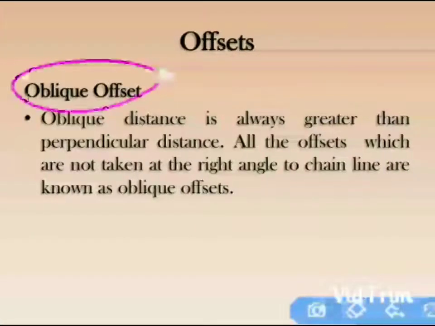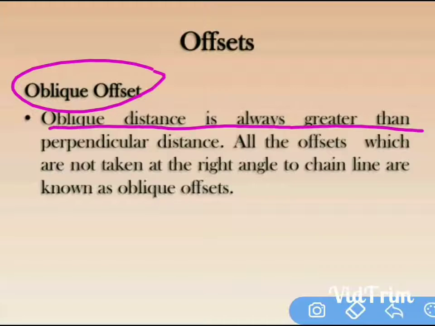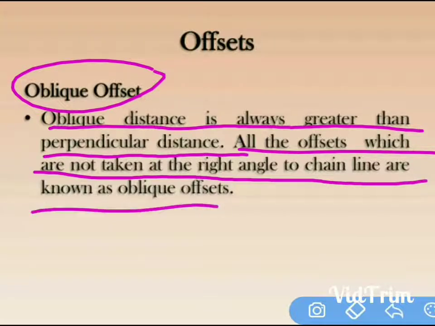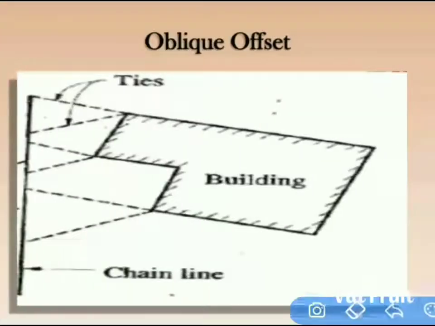Next, oblique offsets, the opposite. Other than 90 degrees, if we take any angle, that is an oblique offset. Oblique distance is always greater than perpendicular distance. All offsets which are not at a right angle to the chain line are known as oblique offsets. Look here. If I take an offset like this, then that is oblique. This is also oblique, with some angle. Clear? Next.